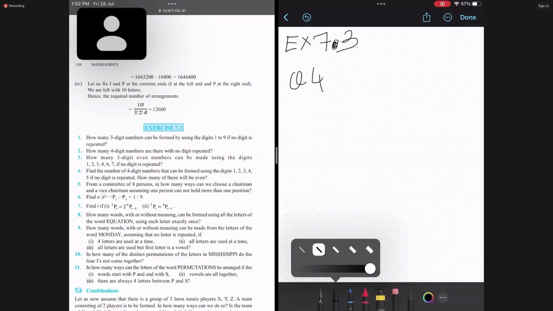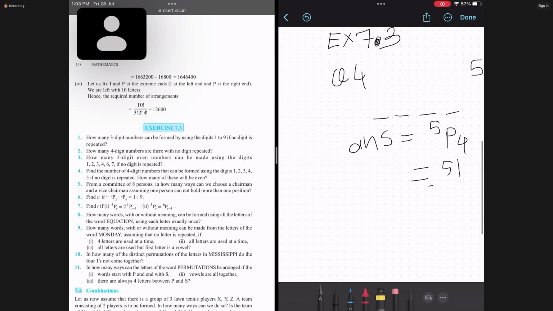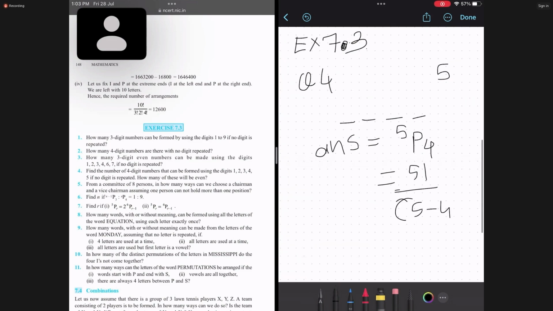So the number of places that we have to fill up are 1, 2, 3, and 4. Out of these 4 places, we have 5 digits to choose from, and so the answer would be nothing but straight up 5P4, which could be written as 5 factorial upon (5 minus 4) whole factorial. That is nothing but 5 factorial upon 1 factorial, which is nothing but 120. So 120 distinct numbers can be made using 5 digits when you have to fill in 4 places, right?